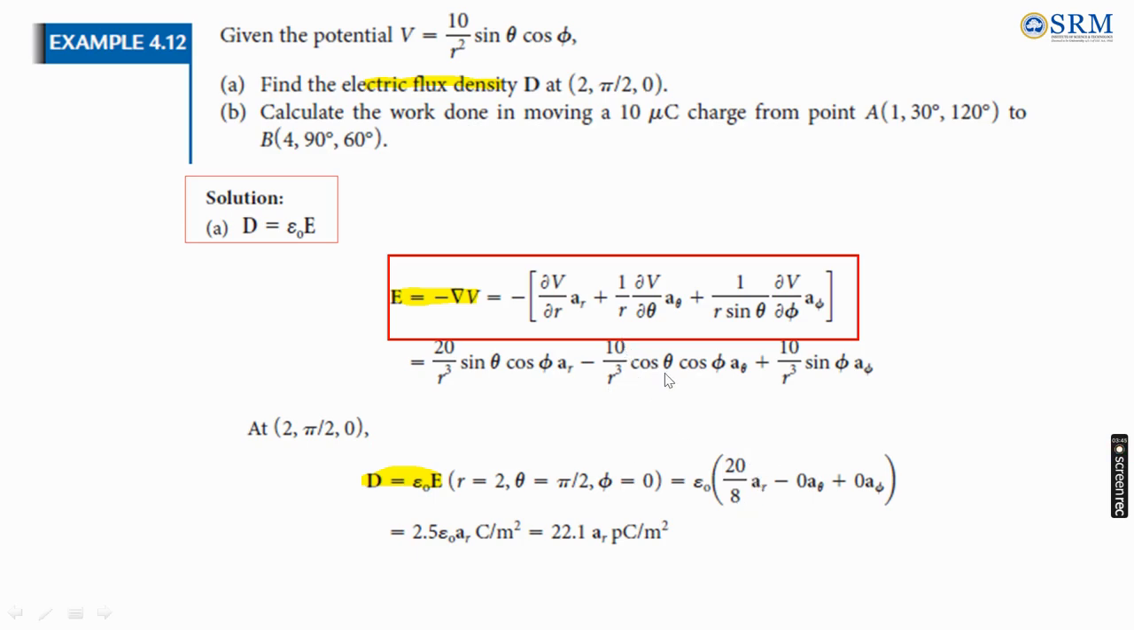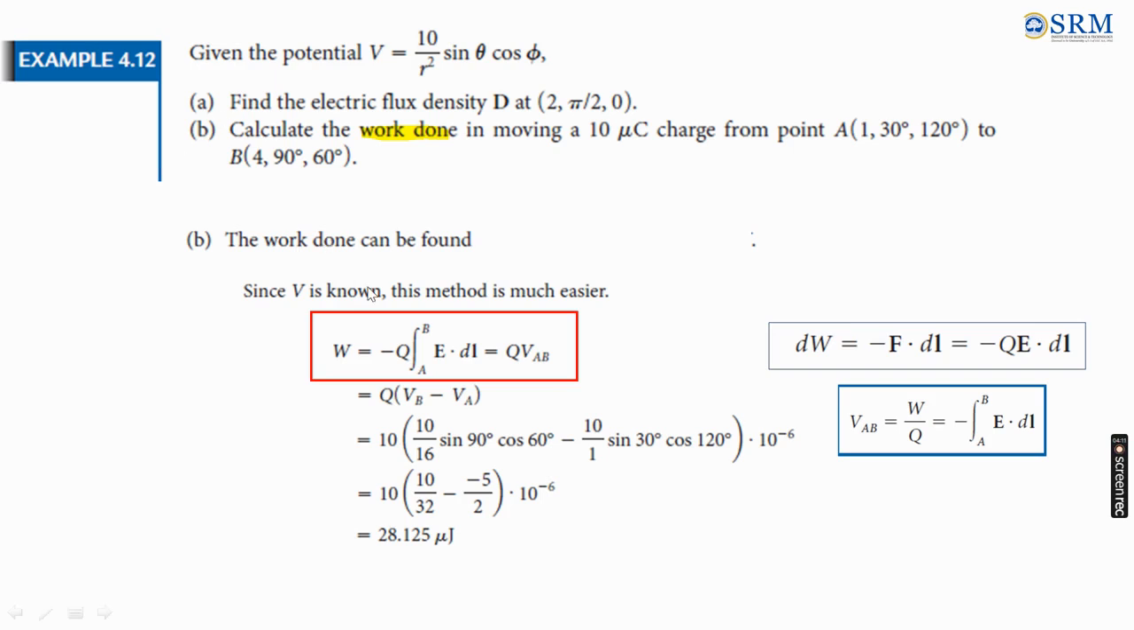For this term, cos 90 is 0, so this entire term vanishes. Here sine phi, sine 0 is 0, so the entire term vanishes. So we are left with the constant along the direction of a r cap only. The final answer is represented in terms of pico coulomb per meter square.